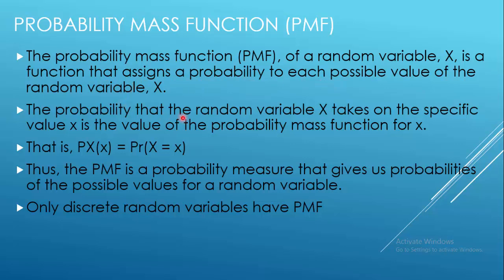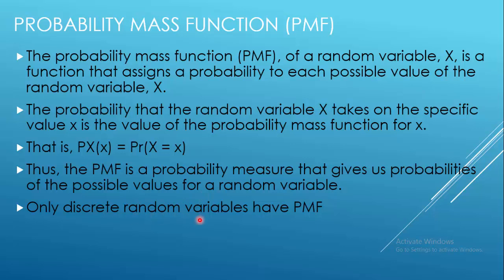The probability that the random variable x takes on the specific value x is the value of the probability mass function for x. So we write it like this: probability of X is equal to x. So what is the probability of, for example, x is equal to 0, meaning having no heads, or 1 head, or 2 heads, and things like this. Thus the PMF is a probability measure that gives us probabilities of the possible values of a random variable.